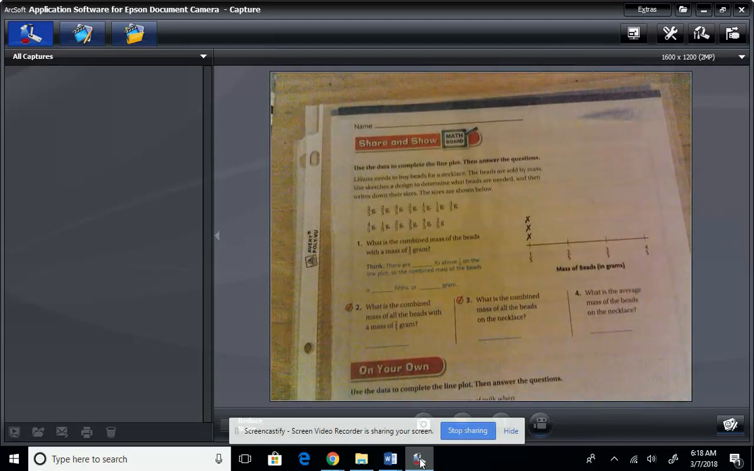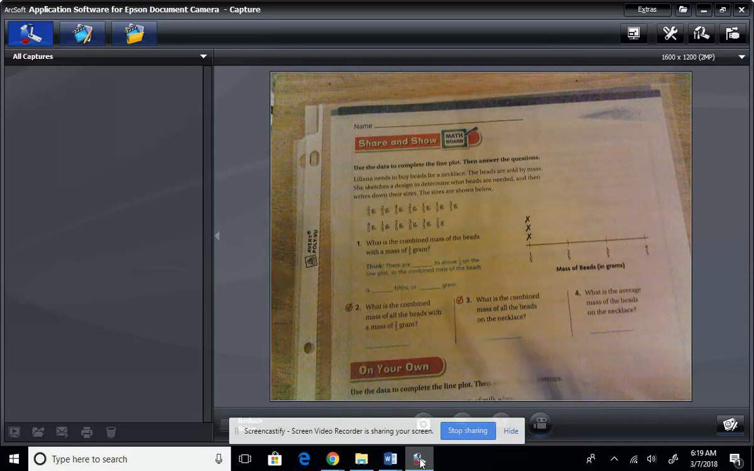I would love it if you could read this. That's better. Lillian needs to buy beads for a necklace. The beads are sold in mass. She sketches a design to determine what beads are needed. Then writes down the size. The sizes are shown below.